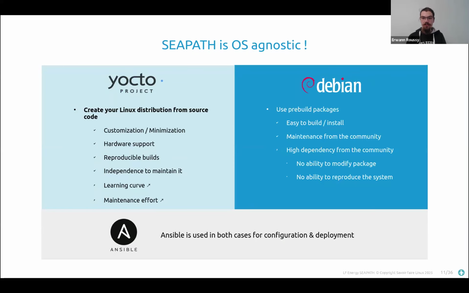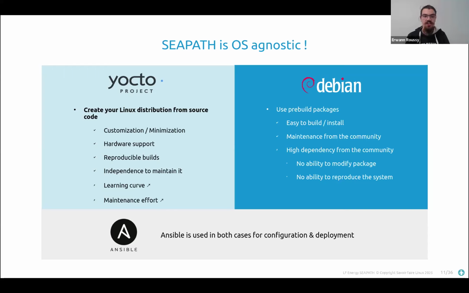Last topic regarding the very high-level presentation of SEAPATH is that SEAPATH is OS agnostic. So today we have two operating systems at the base of SEAPATH. The first one was built with the Yocto project. The Yocto project is a Linux distribution generator, which is mostly used in the embedded world. The idea of the tool is that everything can be customized and everything can be minimized. There is a lot of hardware support, and people are fully independent to maintain it.